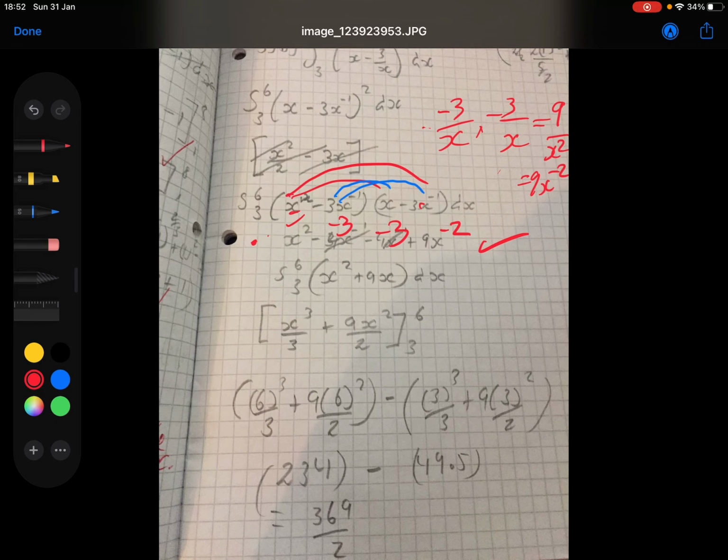So when it comes to what to integrate here, we should be integrating x squared minus 6 plus 9x to the minus 2. That's what we should be integrating here. The rest of your method is perfectly good and correct. The stage when you've integrated here, that's correct. Substituting the limits in here, that's correct. It was just the expanding brackets at the beginning.